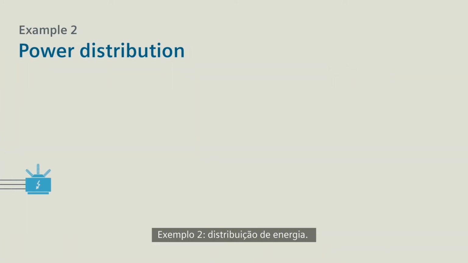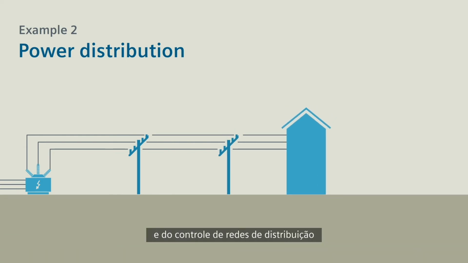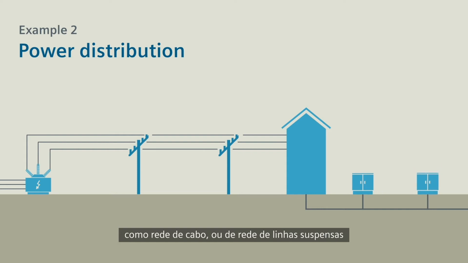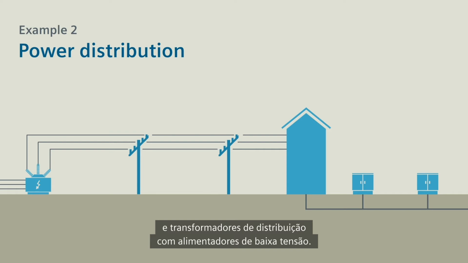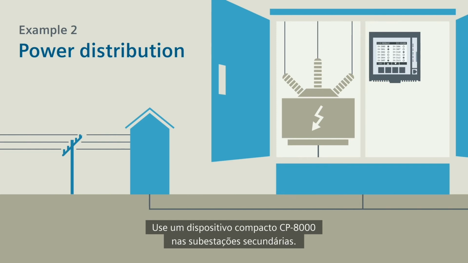Example 2. Power distribution. 2 pieces of equipment are the focus of monitoring and operating distribution grids. Bays for medium voltage grids as cable network or as overhead line network version, and distribution transformers with low voltage feeders. Our tip: use a CP8000 compact device in the secondary substations.